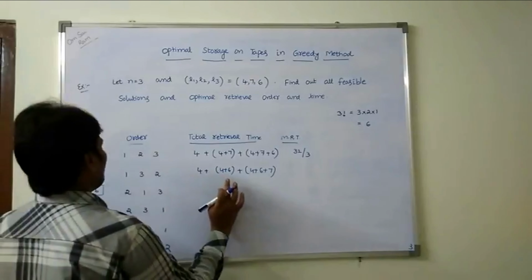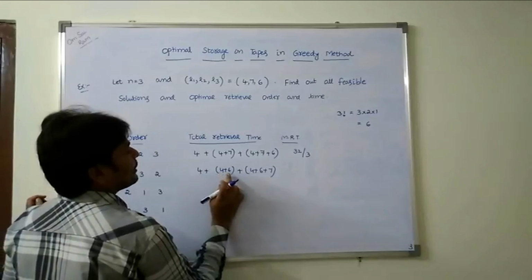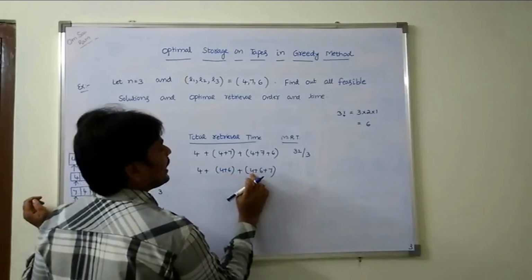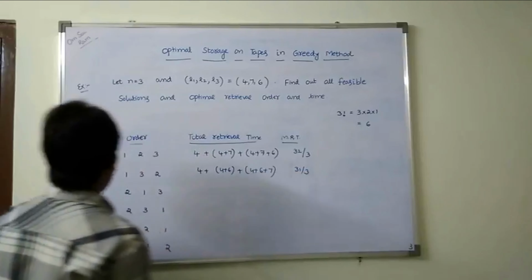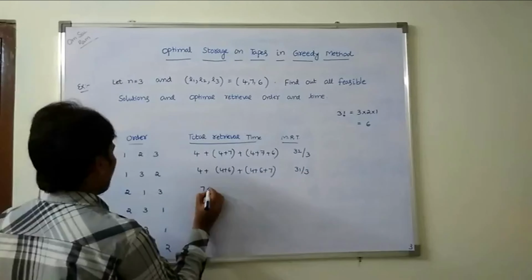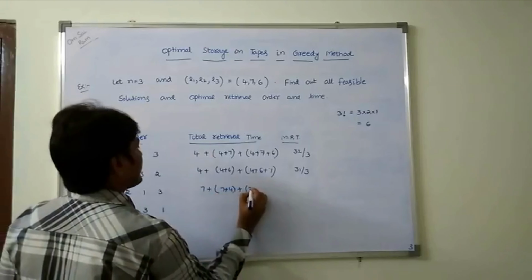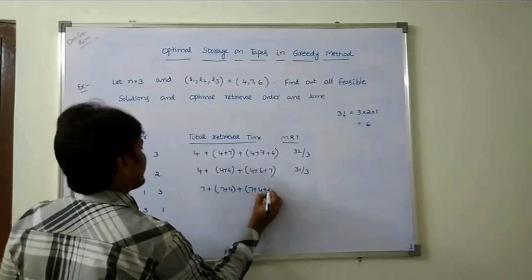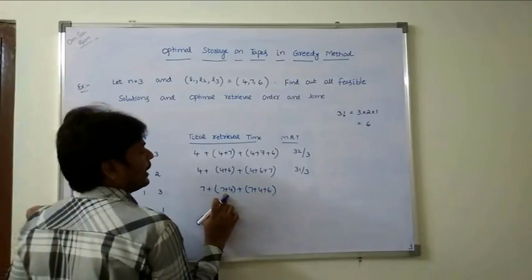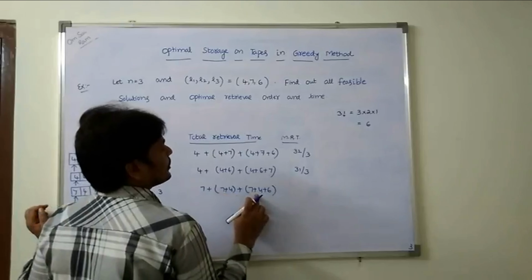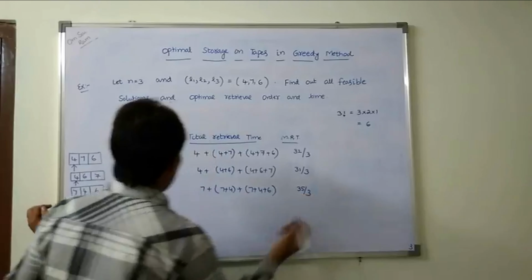Sorry, 4 plus, okay. 4 plus 4, 8, 8 plus 6, 14, 18, 24, 31 by 3. Next, 7 plus 4, plus 7 plus 4 plus 6, 7 plus 11, 18, 18 plus 11, 29, 29 plus 6, that is 35 by 3.